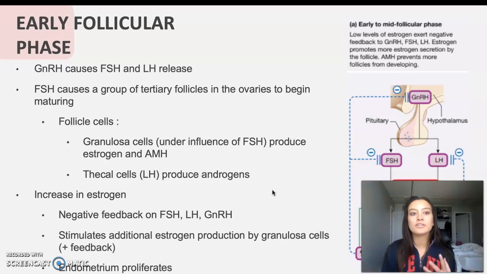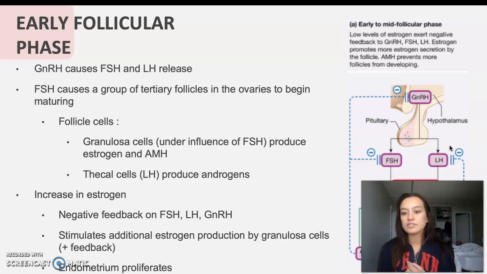In the early follicular phase, gonadotropin-releasing hormone from the hypothalamus will cause the release of FSH and LH from the anterior pituitary. FSH is going to cause tertiary follicles to start maturing, and in these trying-to-mature follicles, we have two different types of cells. We have granulosa cells, which are under the influence of FSH, and these will produce both estrogen and AMH. And then we will have thecal cells under the influence of LH, which produce androgens. These androgens get converted into estrogen.